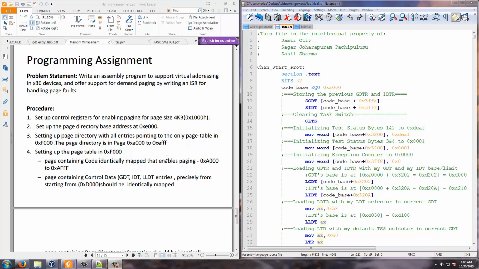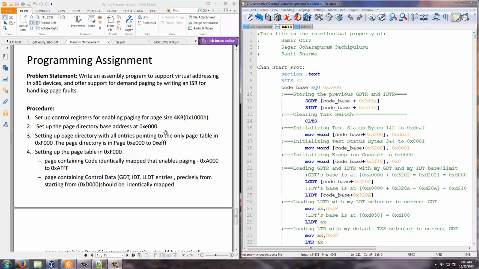So these are some of the steps, as you see on the left hand side of your screen, taken by the operating system. First thing is, it needs to set up all the control registers for enabling paging. Specifically, we will now talk about 4 KB pages, which in hexadecimal is 0x1000. We will set up the page directory at 0xe1000.